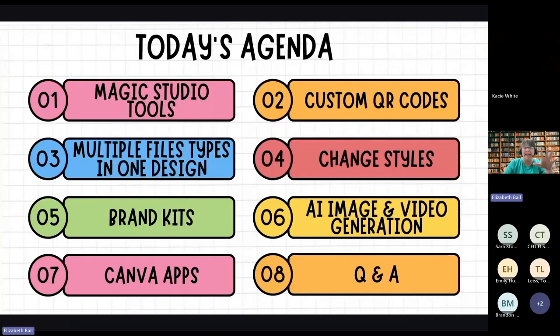It's amazing. Number 4, oh my gosh, for any of y'all out there that find things that you want to have the same style, we're going to talk about how to do that. And this one, I'm going to show you how to take things and turn them into like coloring pages. We're going to talk about brand kits. And then AI image and video generation, which is amazing.